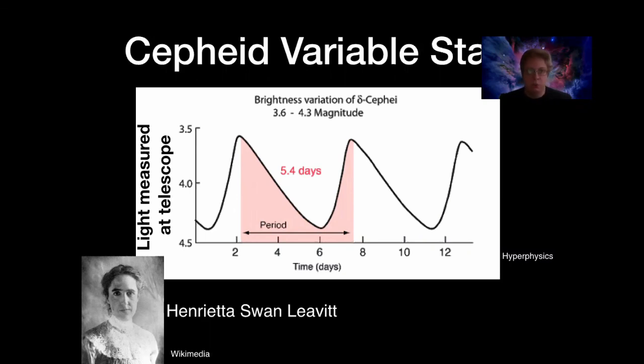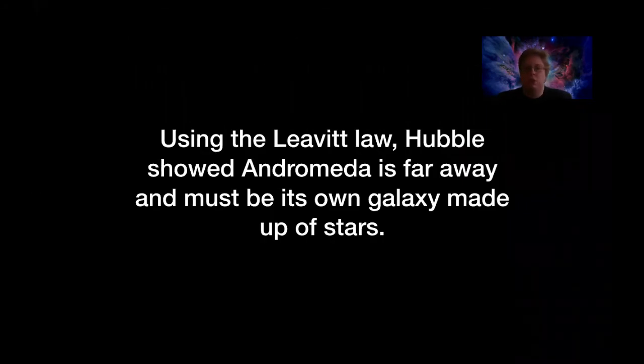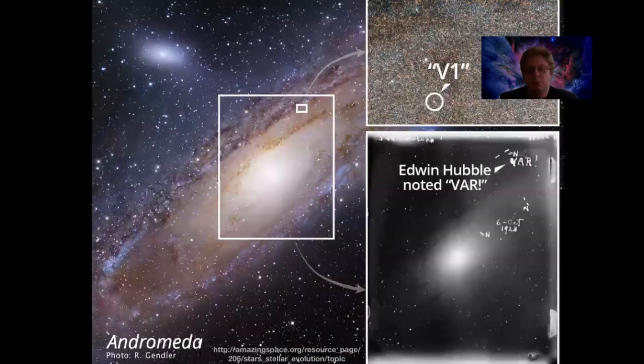So Hubble was the one who eventually settled the debate in favor of Curtis, that these spiral nebulae were in fact large enough to be galaxies, and indeed were made up of stars just like our own galaxy. So the Andromeda Nebula is actually the Andromeda Galaxy. So using the Leavitt law, Hubble showed that Andromeda is far away and must be its own galaxy made up of stars. So here's a nice couple of images to compile it to show this object.